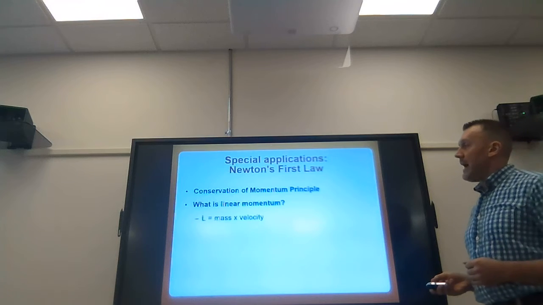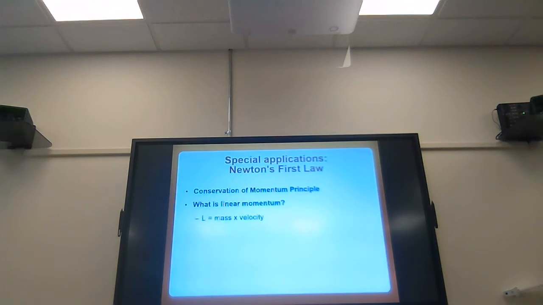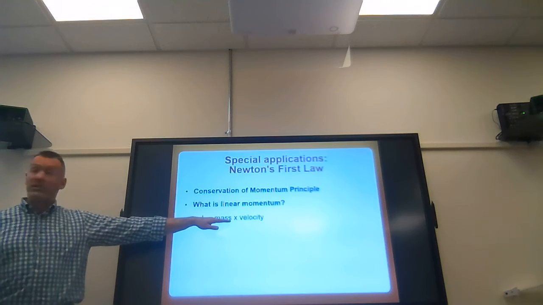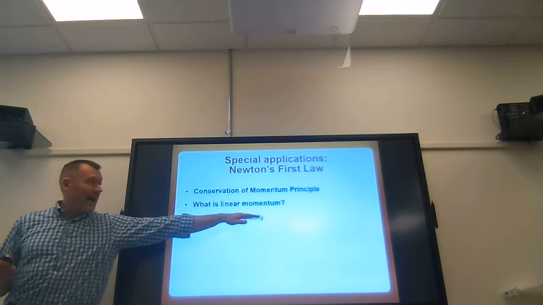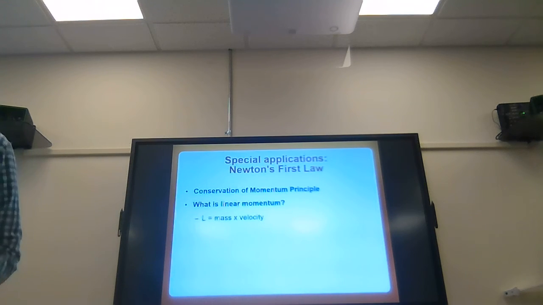So linear momentum has two components. There's a mass component and a velocity component. You think about momentum in the context of football. We want football players to be large and fast. Football places a premium on large, fast players because they generate more momentum. So they're more difficult to move, and once they're moving, they tend to keep moving. They're harder to stop.